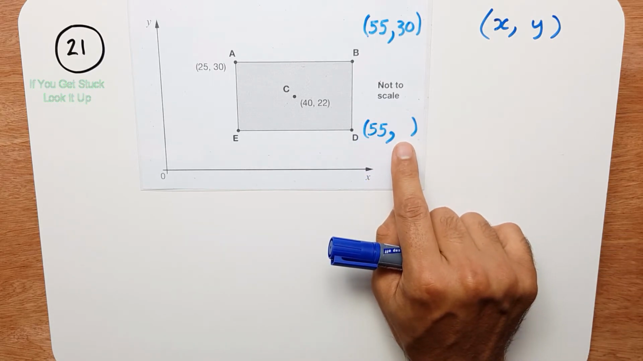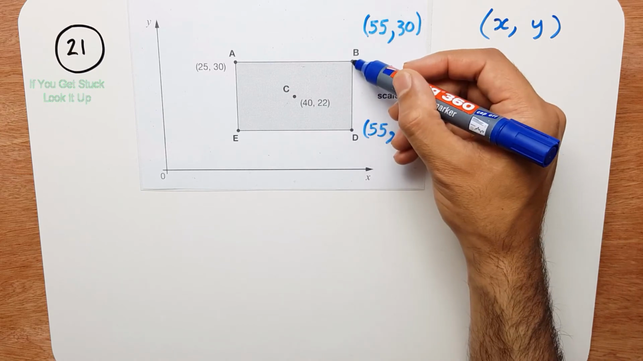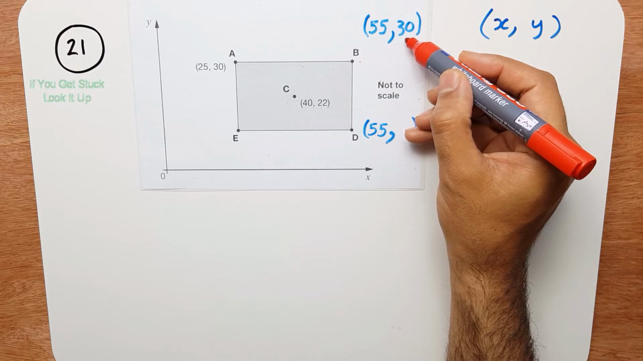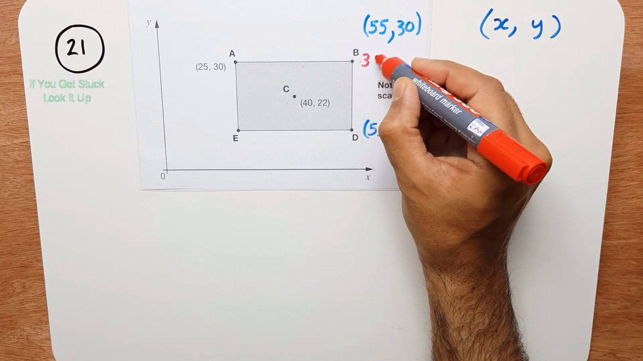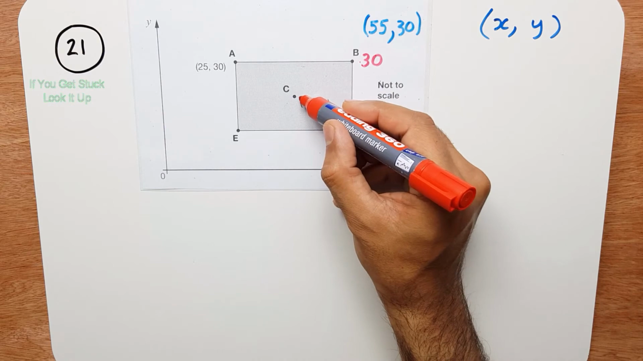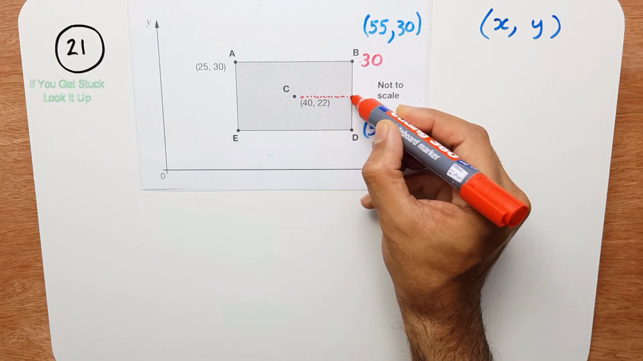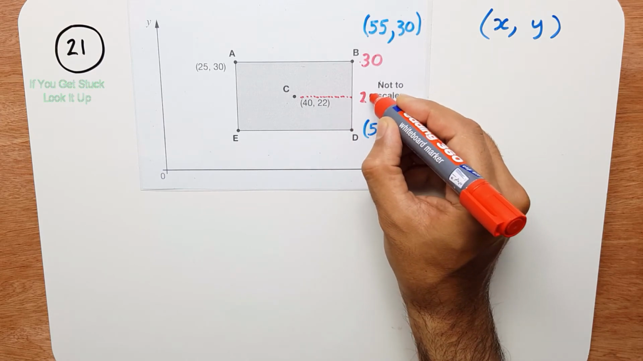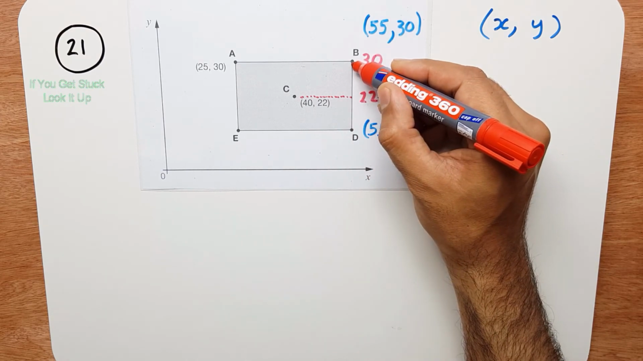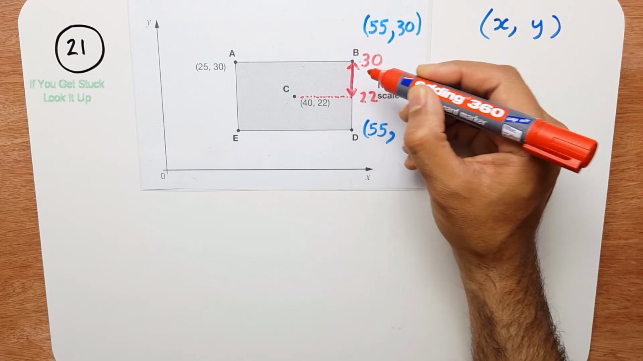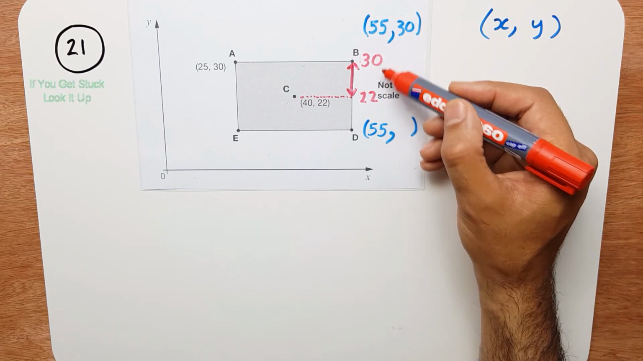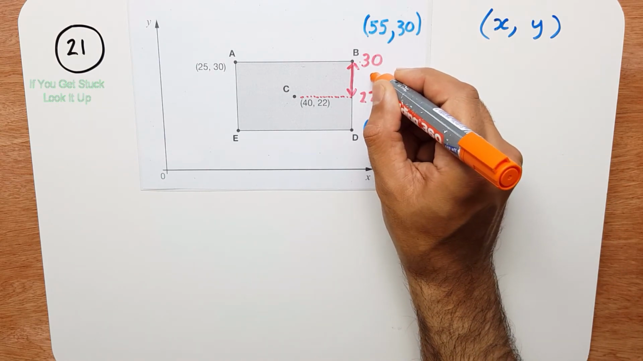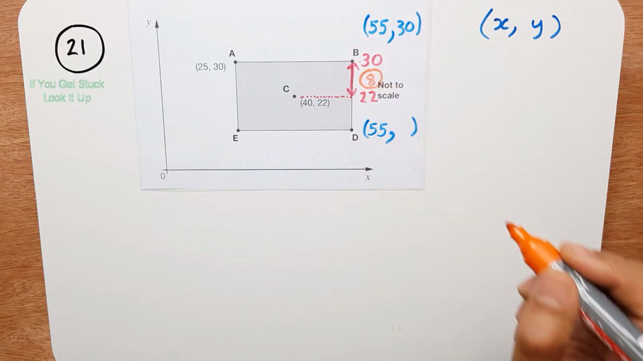Now I need to work out the Y coordinate. How far down is this? I know the Y coordinate for B is 30, so I know this point here is 30. And if I extend this line, this Y coordinate is 22. So if I want to travel halfway, I have traveled from 30 to 22. And from 30 to 22 is a distance of 8 units.